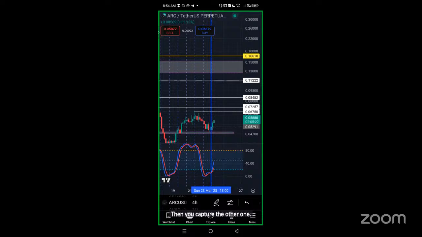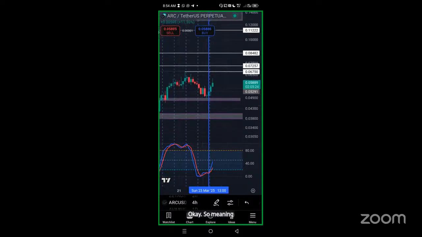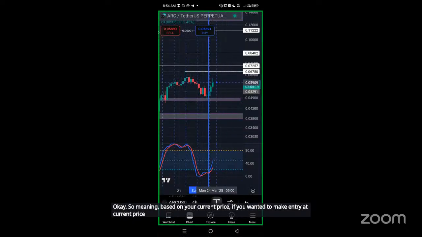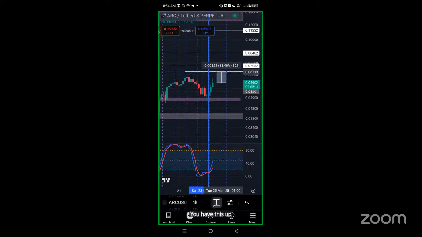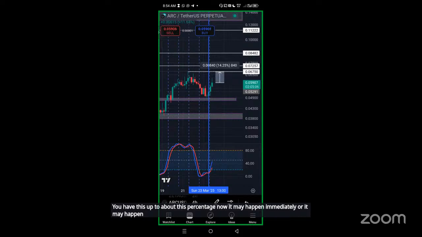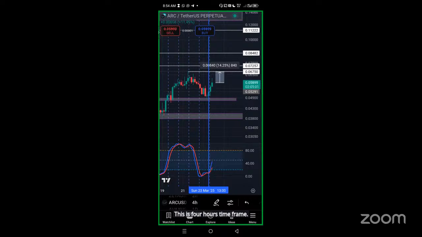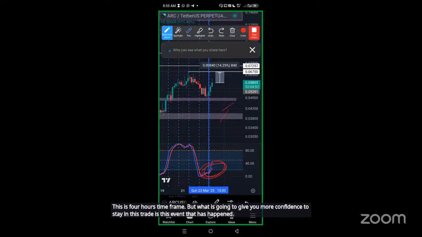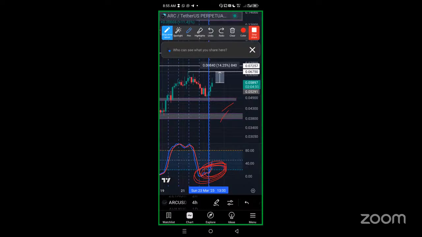Okay. So meaning, basing on your current price, if you wanted to make entry at current price, measure this from here. You have this up to about this percentage. Now, it may happen immediately or it may happen gradually, right? This is 4 hours time frame. But what is going to give you more confidence to stay in this trade is this event that has happened. Right? It is too early. It is still very early.